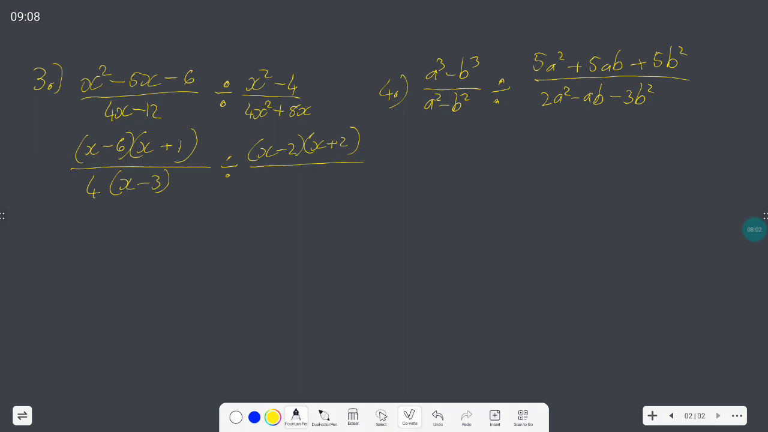Divide by, what can I take out commonly? 4x. I'm left with... Okay, once again, we can simplify already. We can start with it. We don't have to wait for the very end to do it. These two will cancel out. Okay, so we continue. X minus 6 and x plus 1.